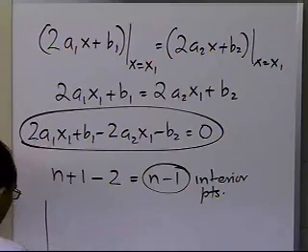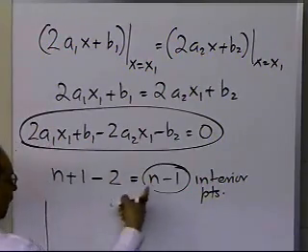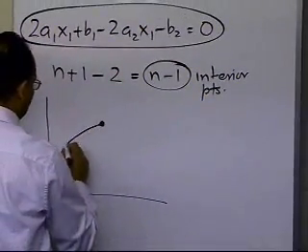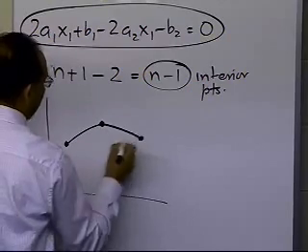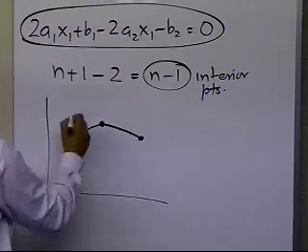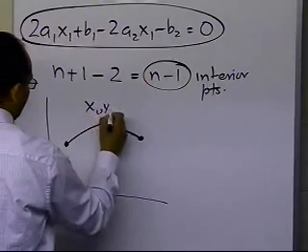So now if I was going to write down these n minus 1 equations which I'm going to get at the interior data points, for a general point, let's suppose the same thing as we did previously. So let's suppose this is x of i comma y of i.